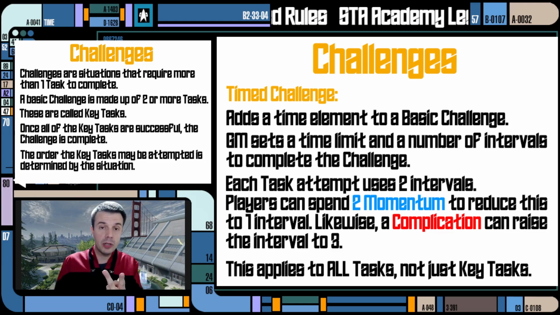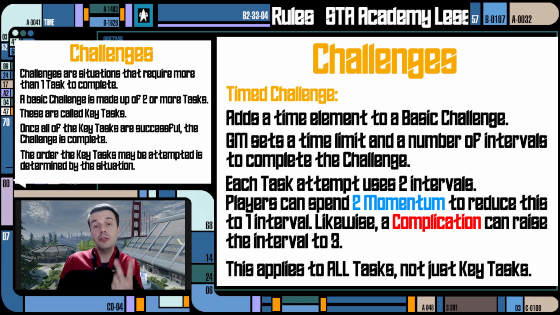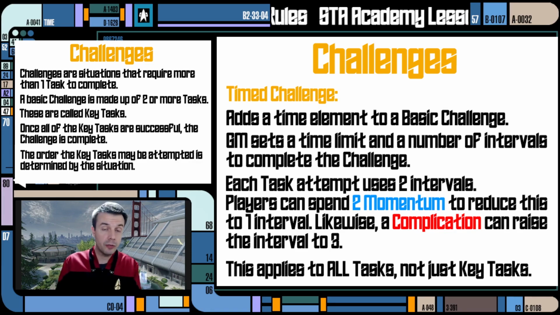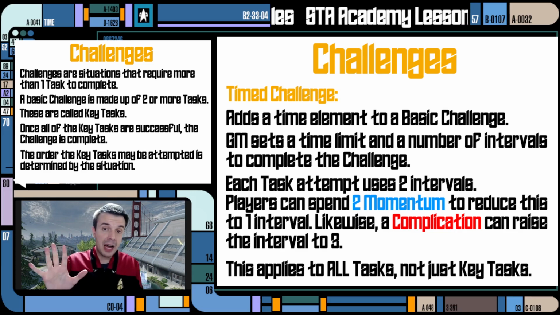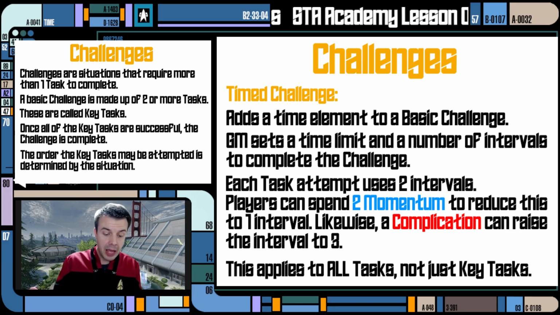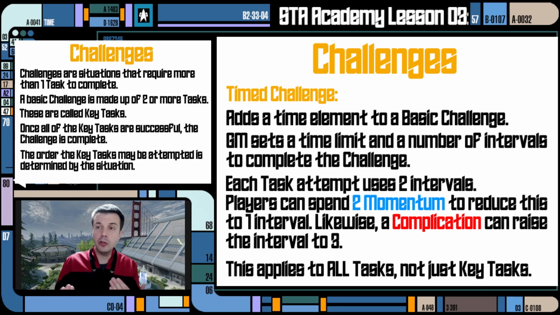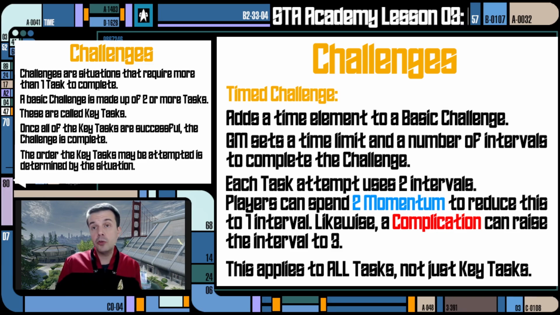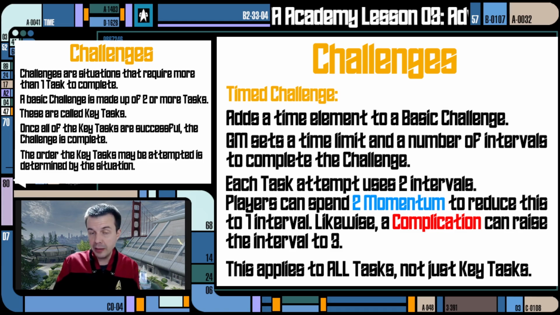So it always takes 2 intervals. So in this case, our 1-minute intervals, it takes 2 of them. So each task will take 2 intervals. So that would give you basically 5 tries to get this challenge completed.